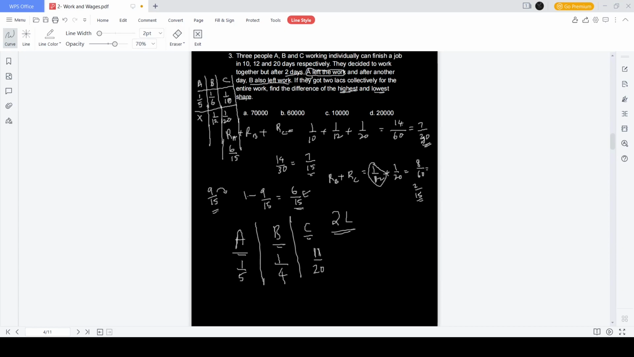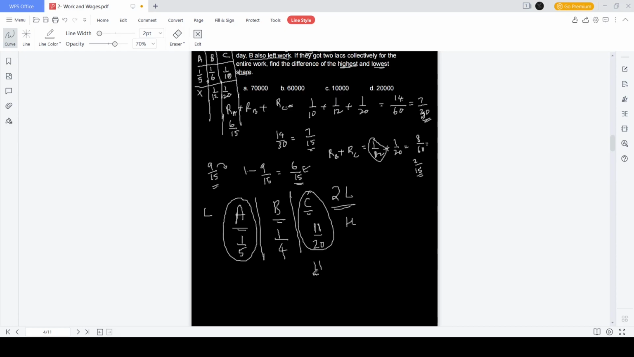Okay, in this, who has the lowest work done? A has the lowest work done and C has the highest work done. Okay, this is the lowest, this is the highest. So it's pretty apparent that C will get paid the most, A will get paid the least. We have to find the difference between the highest share and the lowest share. So if C did 11/20th of the job, C gets 11/20th of the money.